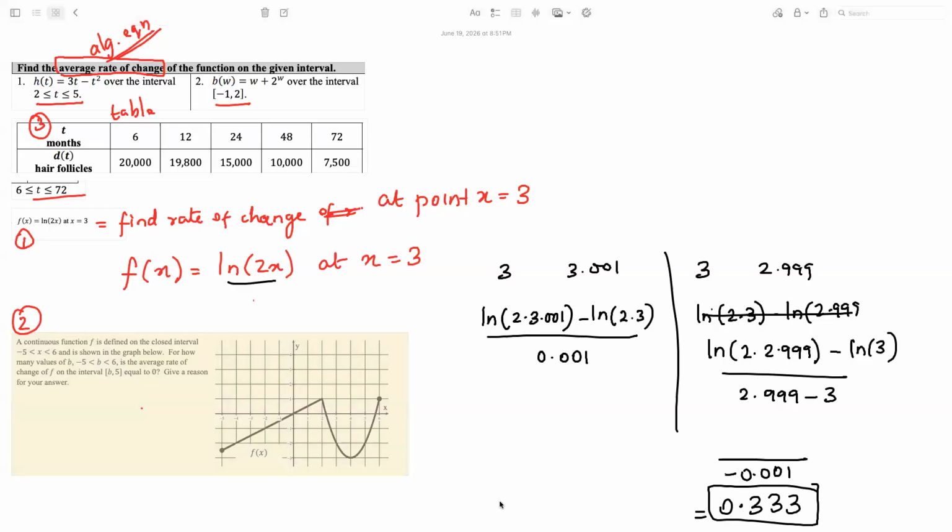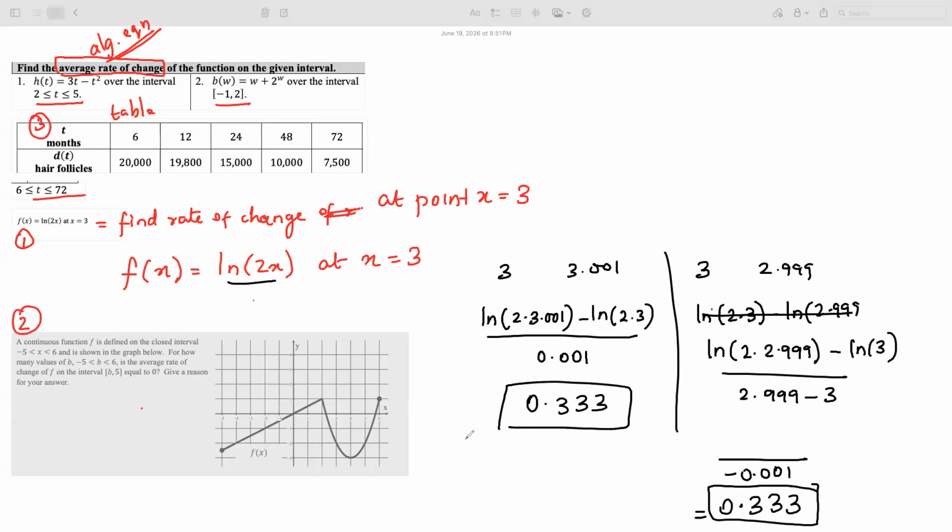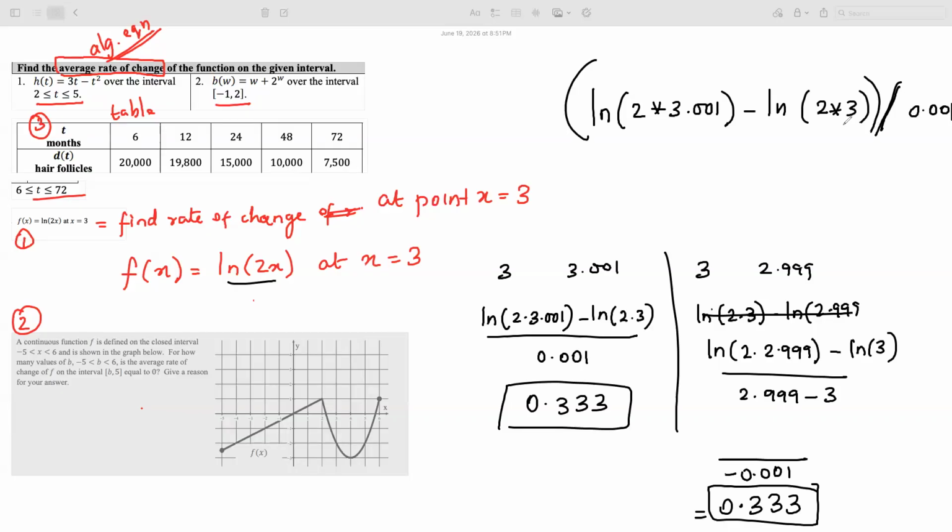Can you check your answer, Akshita? Yeah, I think I entered it wrong in my calculator. I did the same steps. Okay, see, entering in the calculator is also a skill, Amma. So here, ln 2 times 3.001 you enter, minus ln 2 times 3. After that, please don't divide yet. You'll have to put a parenthesis here, and then divide by 0.001. I did both of the logs individually and then subtracted them, and then divided by 0.001.